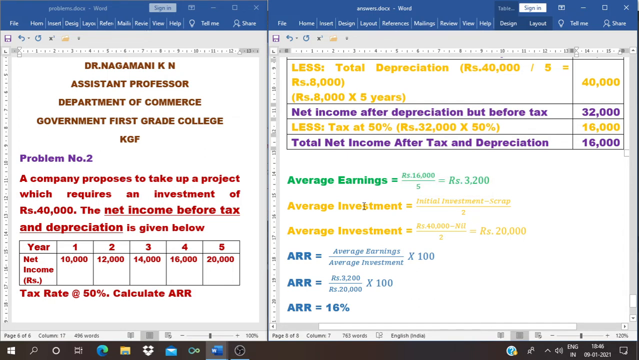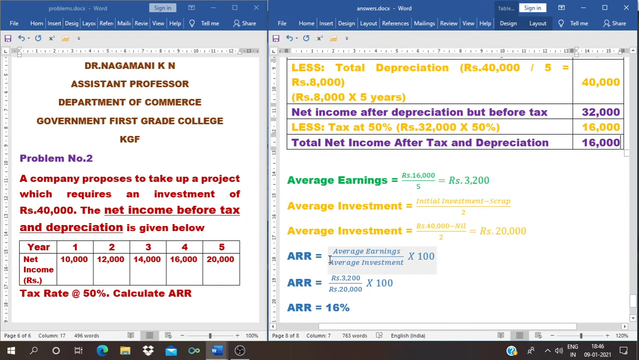Then we should calculate the average investment. So formula for this is initial investment minus scrap divided by 2. Initial investment that is given in the problem is 40,000, but scrap is not given. So nil divided by 2. Average investment is rupees 20,000.